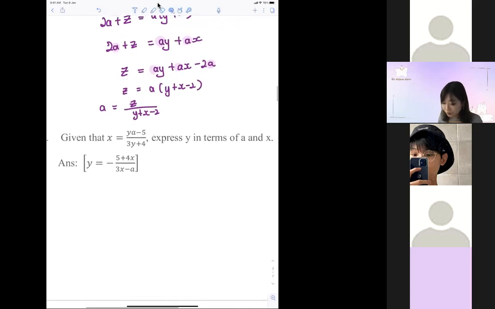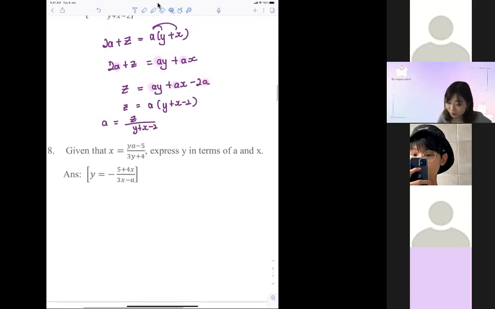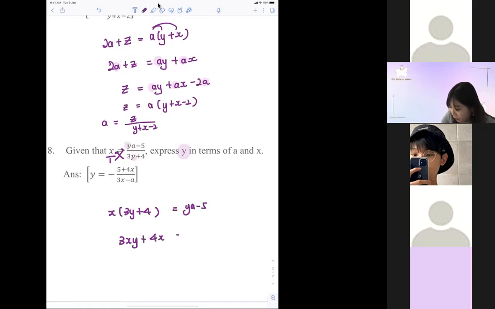Okay, move on. One last one. You want to make Y the subject. You have Y here and Y here. The first thing what we do, cross multiply. Always break the fraction first. Make sure that there's no fraction. Expand the bracket. Then identify your subject one more time, here and here.